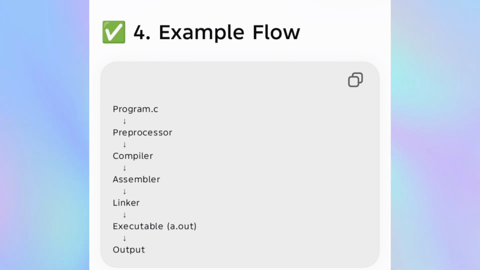Example flow. Program in C, preprocessor, compiler, assembler, linker, executable and output. The raw code is typed into the editor. First is the preprocessor directives, then the compiler compiles the entire code and converts it to assembly language, and the linker communicates with the compilation process and converts it to the executable file. After that, the output is shown.